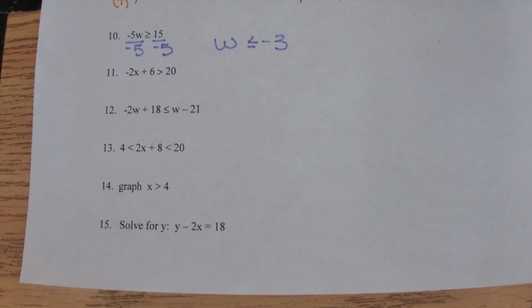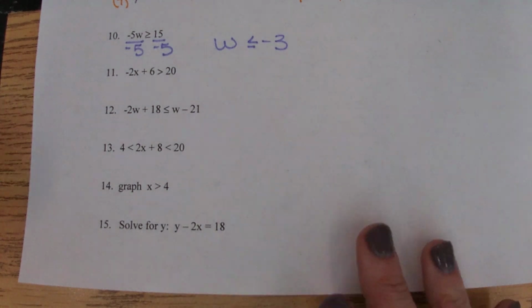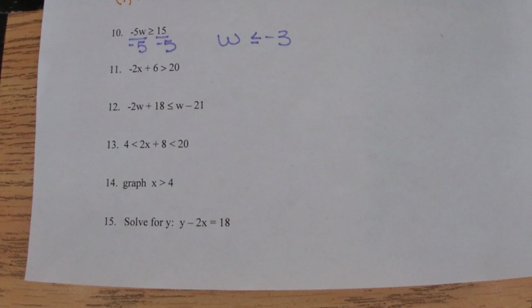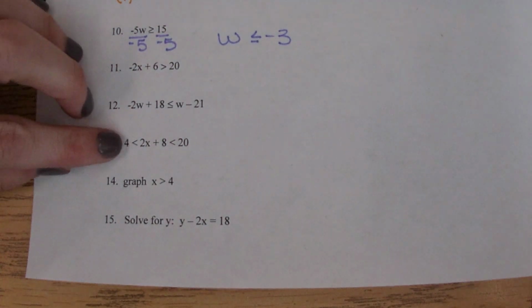Compound inequalities is another common one that students forget because we haven't done those in a while. So if we look at number 13, this is a compound and. If we see the word or, it's an or. If we see the word and, it's an and. If we don't see a word at all, it's an and.